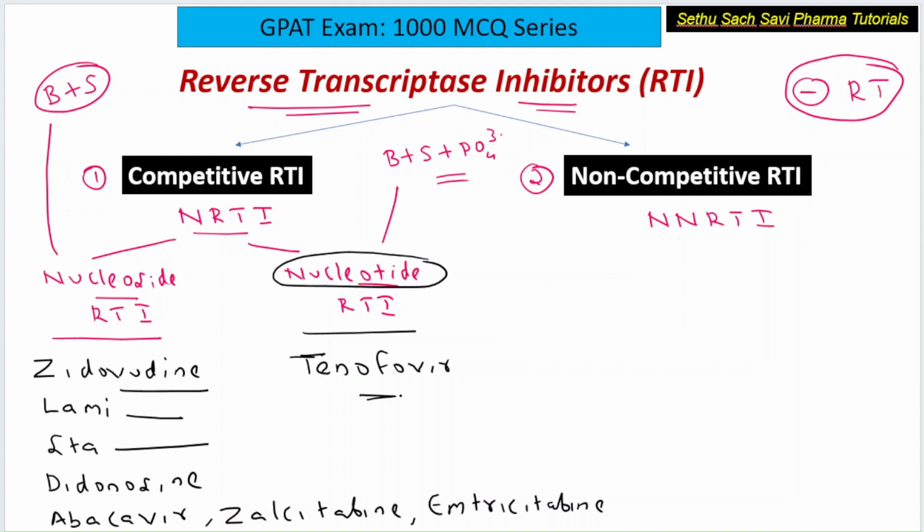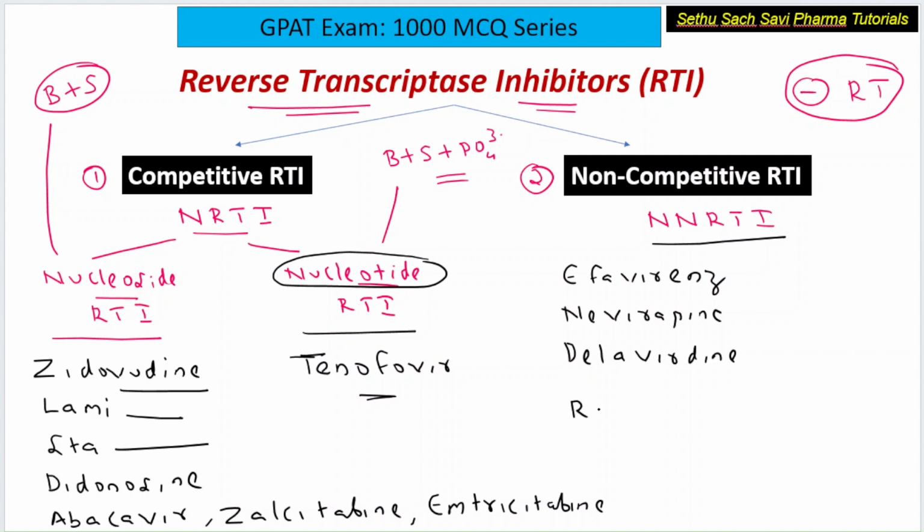Okay. Now, what are the non-nucleoside? NNRTI means non-nucleoside reverse transcriptase inhibitor. And which are the drugs coming under that category? The answers are efavirenz. Efavirenz is an NNRTI. Efavirenz. Then nevirapine, delavirdine.